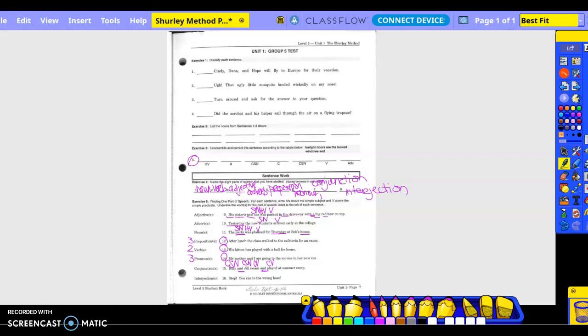Okay. Interjection. Stop. You ran to the wrong base. Who ran to the wrong base? You. Subject. Pronoun. Okay. And then what is being said about you? Verb. And then what's our interjection? Stop. Okay. So you guys will do number 5, 12, 13, and 14.